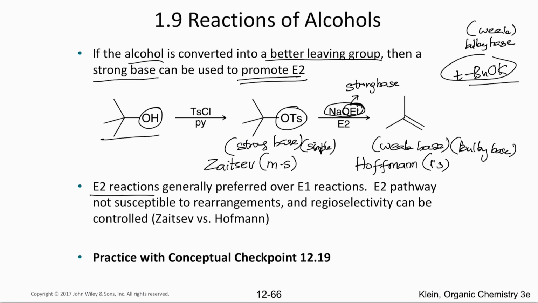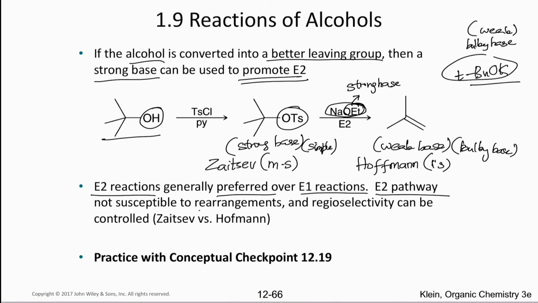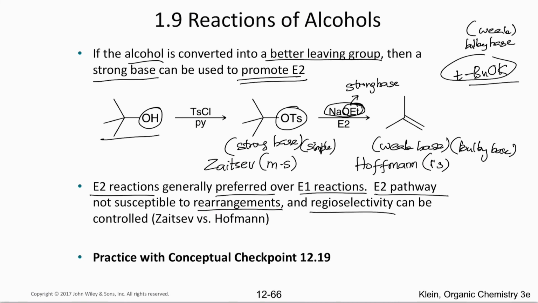E2 reactions are generally preferred over E1 reactions. The reason mainly is because the E2 pathway is not susceptible to rearrangements and regioselectivity, and because you can control it. E1 reactions cannot be controlled, so that's why it's preferred to have E2 reactions.